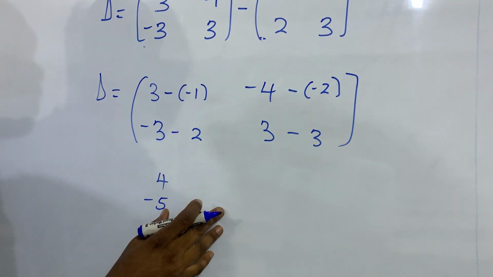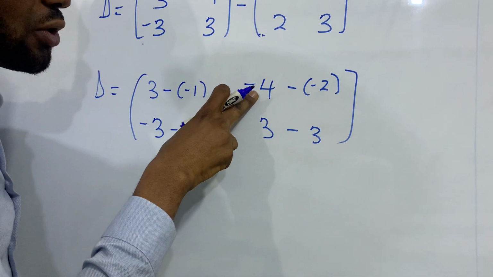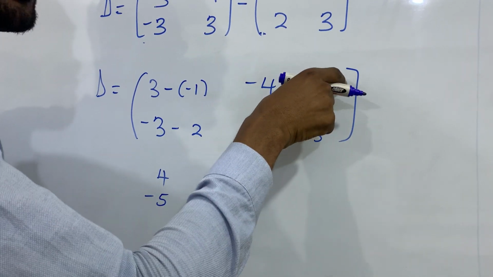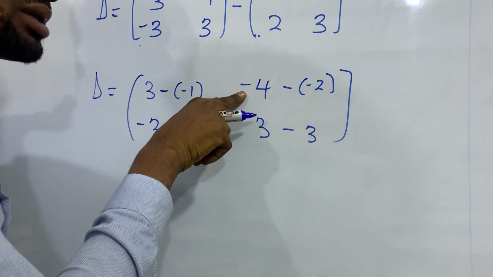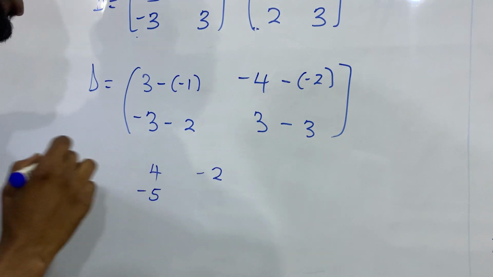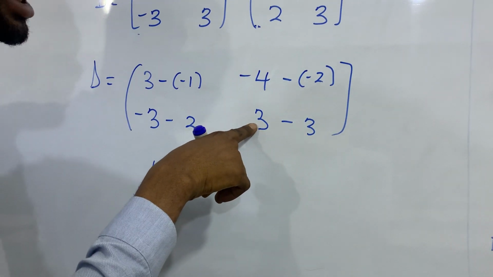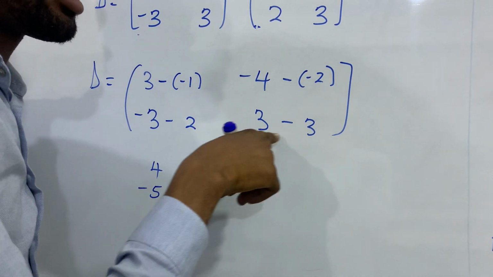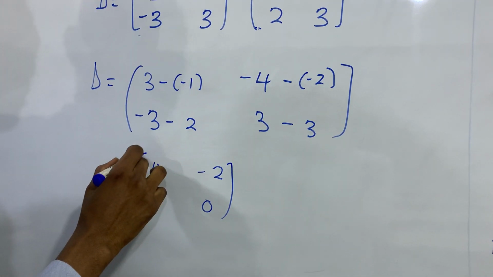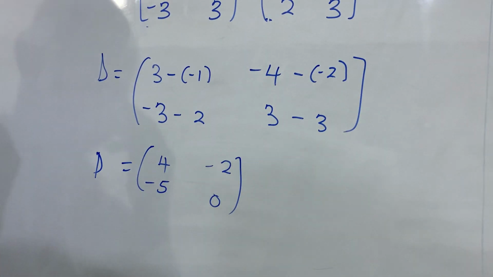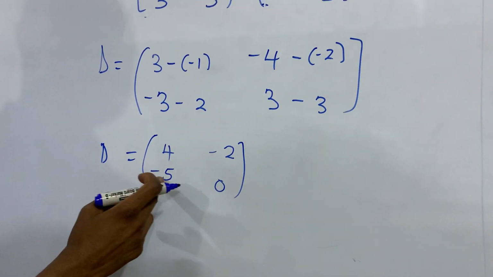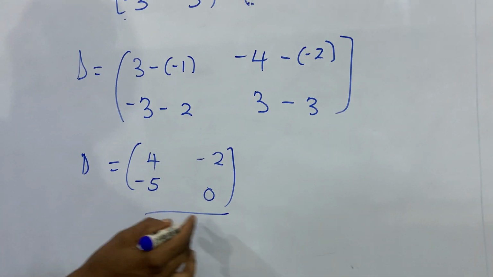Let's come to the second column. We have minus 4 minus 2. So we get what? Minus will give us positive 2. So minus 4 is now plus 2, which will give us negative 2. Then 3 minus 3 will give us 0. Then that means the matrix D now equals 4, minus 2, negative 5 and 0.